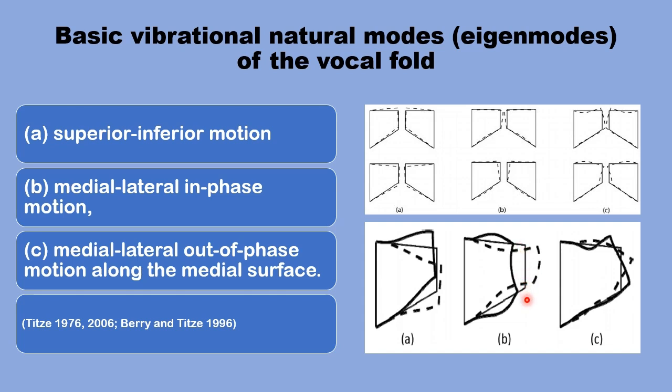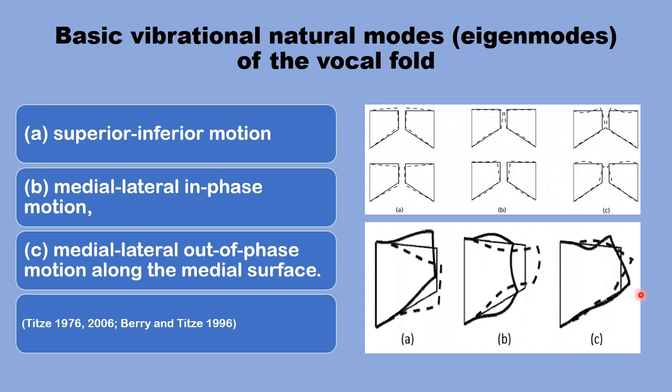You could see this thin line is the neutral position, and the vocal folds can move medially, the interrupted line, and laterally, the thick line, and this would allow closure and opening of the glottic canal, allowing puffs of air to pass and phonation to proceed. This is the principal eigenmode or pattern of vibration.